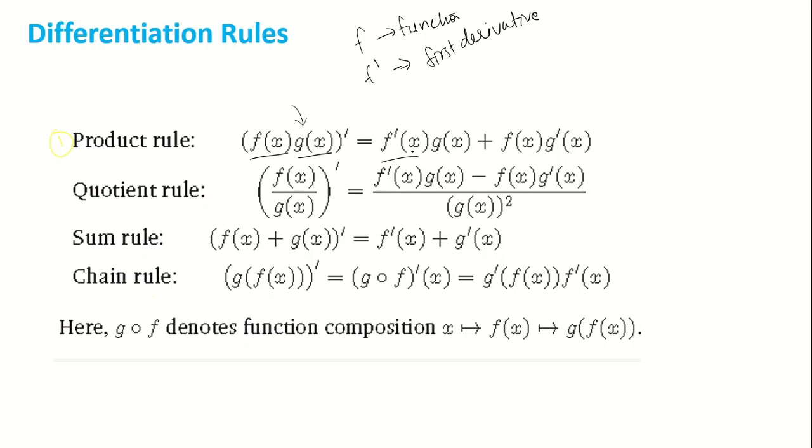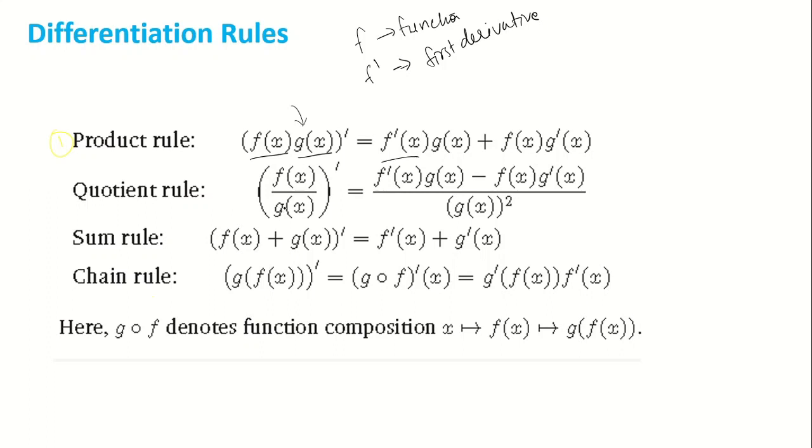Okay, so f dash x into g of x plus f of x into g dash x. That is the product rule.